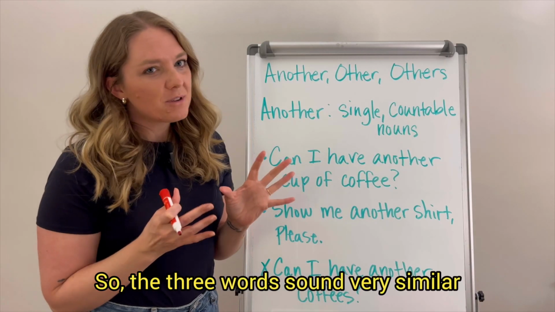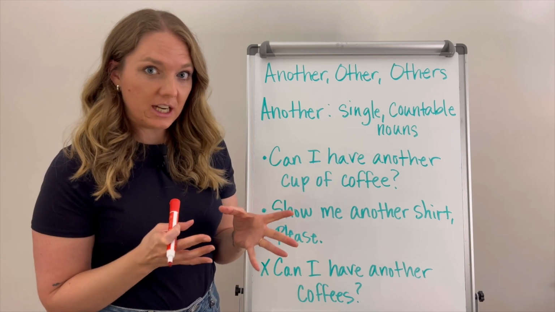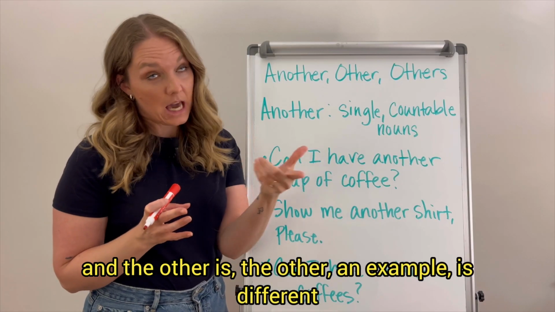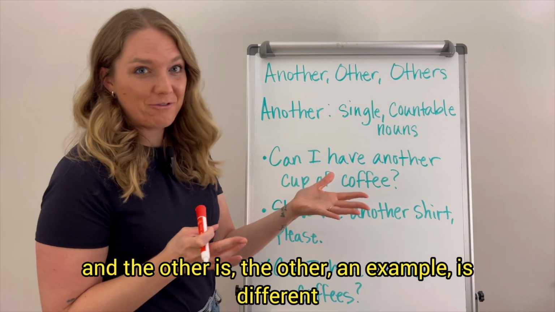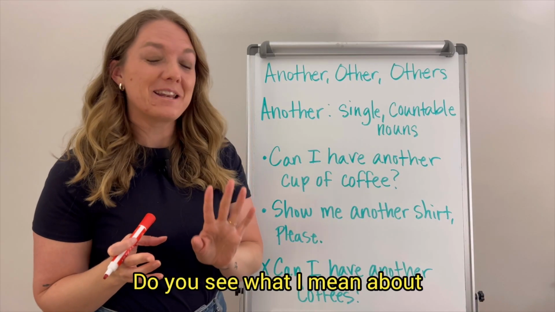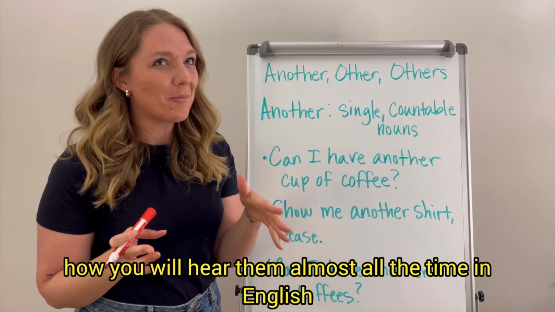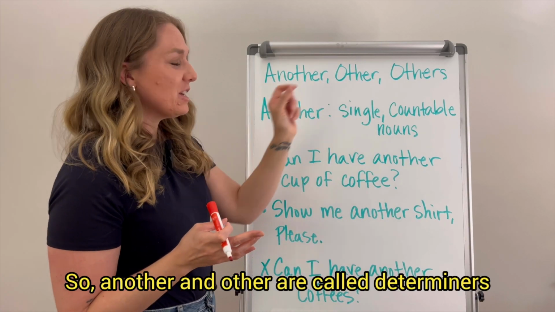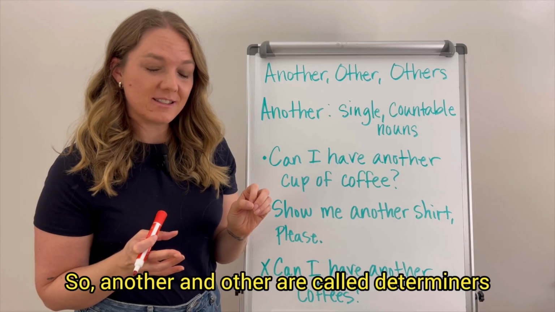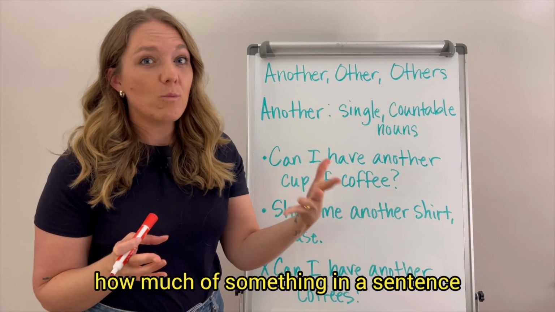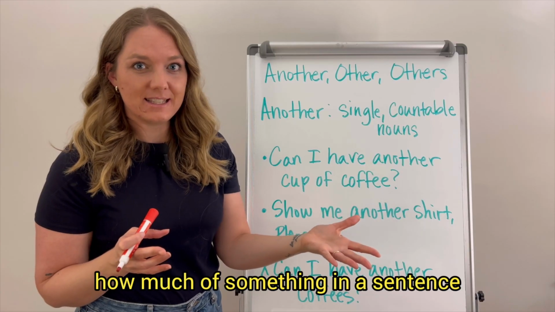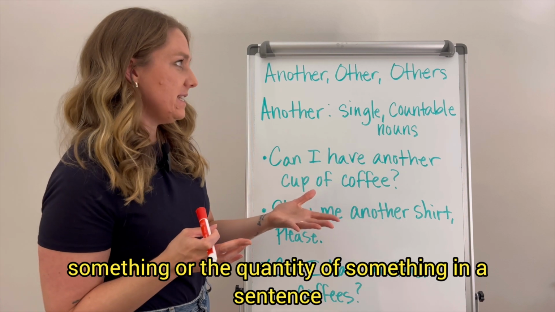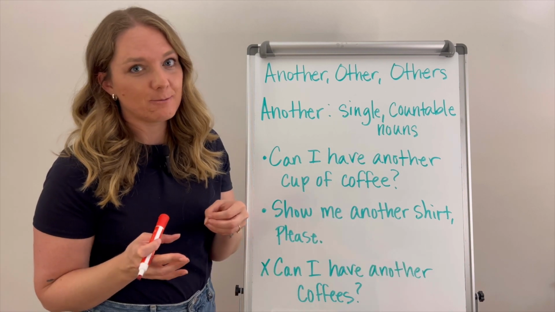So the 3 words sound very similar. 2 of them have similar uses, and the other, an example, is different. Do you see what I mean about how you will hear them almost all the time in English? So, another and other are called determiners, and that means they show how much of something in a sentence. How much of something, or the quantity of something in a sentence.